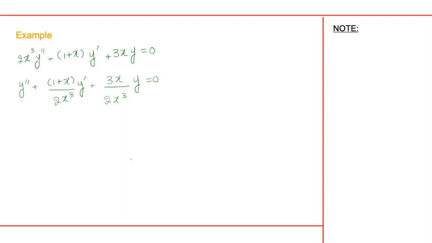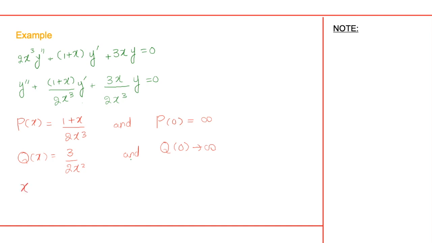Here again p of x is equal to (1 plus x) over 2x cube, and p at x equal to 0 tends to infinity. Similarly for q of x, that is 3 by 2x squared, and again q of 0 approaches infinity. Both approach infinity at x equal to 0. So x equal to 0 is a singular point.